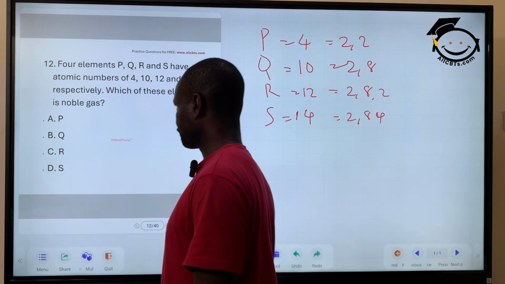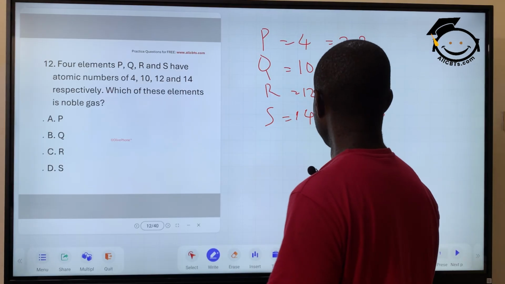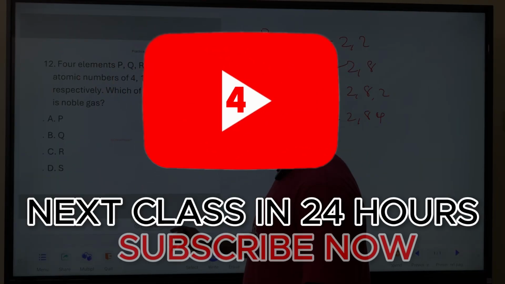Option B. B is a noble gas. And it's likely to be what? Neon, 10. The next question.